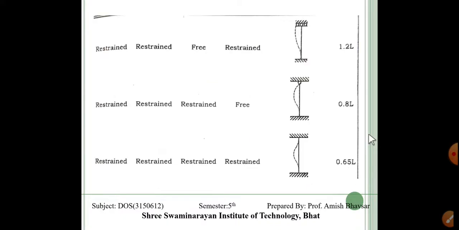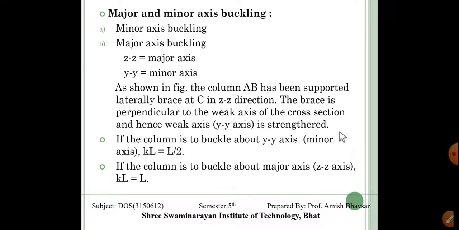As we discussed, they are all given previously. This is the same, but this is actually the language of the code. Restrained, free and restrained, then it is 1.2L. Restrained and free, 0.8L. All restrained means fixed, then 0.65L, right?